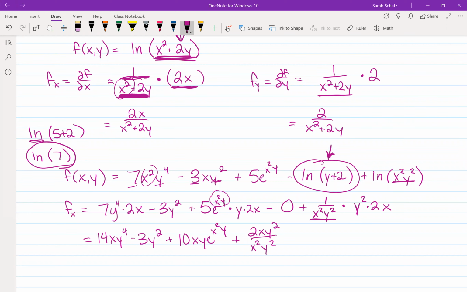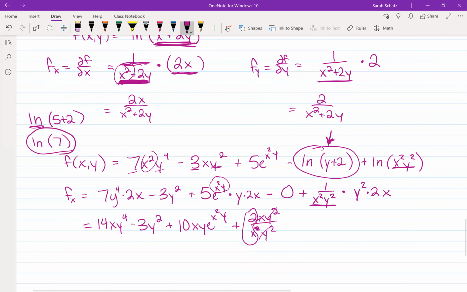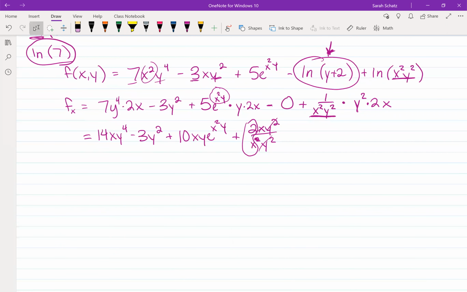Now, you guys, once you put that on top there, you can see that some things are going to cancel out. So I would go ahead and do that. You guys, what can cancel here? Well, both of the y squareds. And then you can take away some of these x's also. So you end up with just 2 over x. So that was fun, but we're only halfway done with that problem because we've got to take it with respect to y now. So partial with respect to y equals.